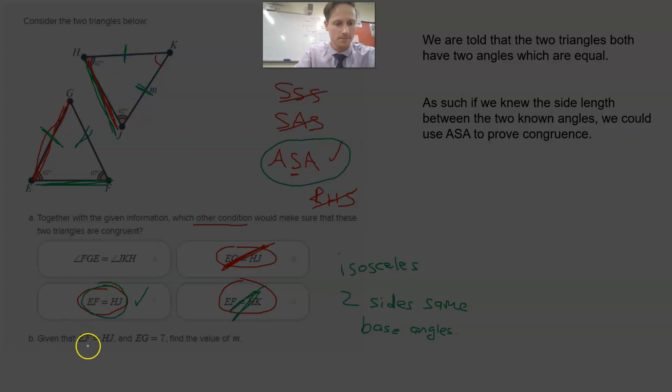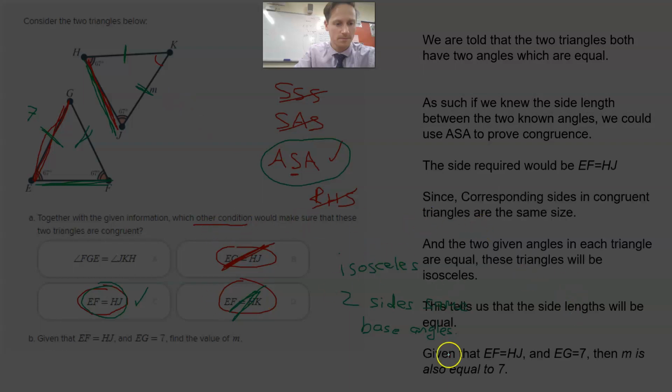Now it says EF equals HJ and EG equals 7. So let's look at side EG. That's this one here, and that equals 7. So we can say EG equals 7. What's the value of M? Now, if that side is 7, that means every side with a dash is also 7. So GF is 7, HK is 7, and JK is 7 because the triangles are congruent. They're isosceles, so by definition, that's going to be the same. So I can say that M is also equal to 7 because we proved that by saying that they're isosceles triangles.